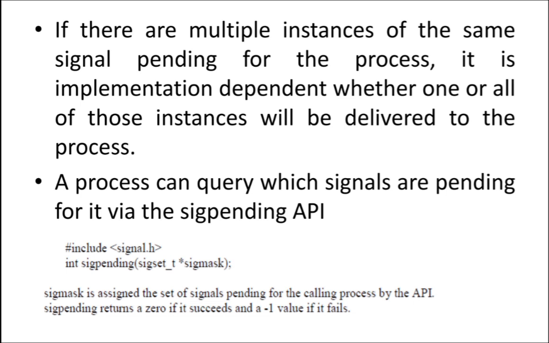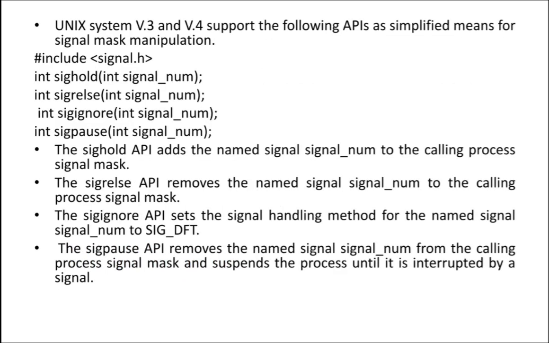Getting, guys? So sigmask is assigned the set of signals pending for the calling process by the API, and sigpending returns 0 if it succeeds, and obviously it will return -1 if it fails. Getting, guys? So a process can check which signals are pending using the sigpending API. So this prototype is going to return 0 if it succeeds and -1 if it fails, right?